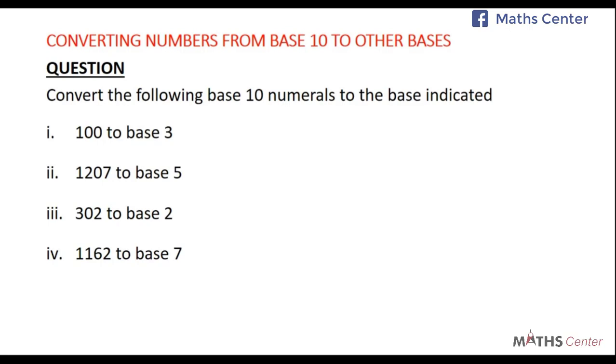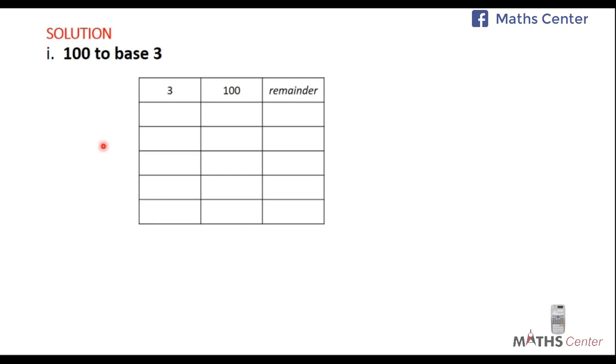Convert the following base 10 numerals to the base indicated. So we are to convert 100 to base 3. Then from there, we are also supposed to convert 1207 to base 5, 302 to base 2, then 1162 to base 7. So we are going to see how this is done. Let's pick the first one. We are converting 100 to base 3.